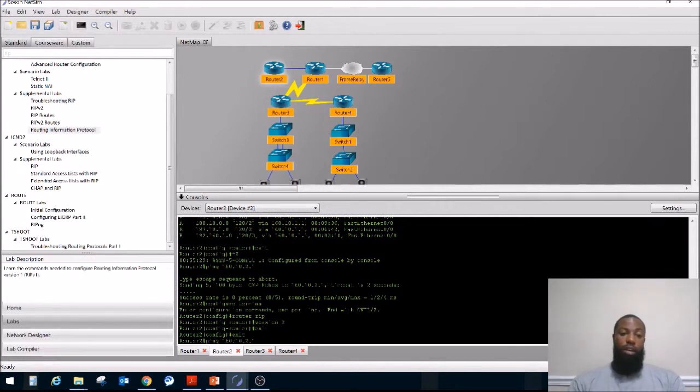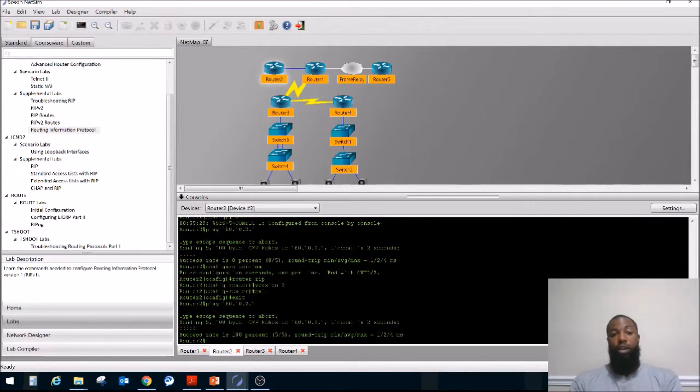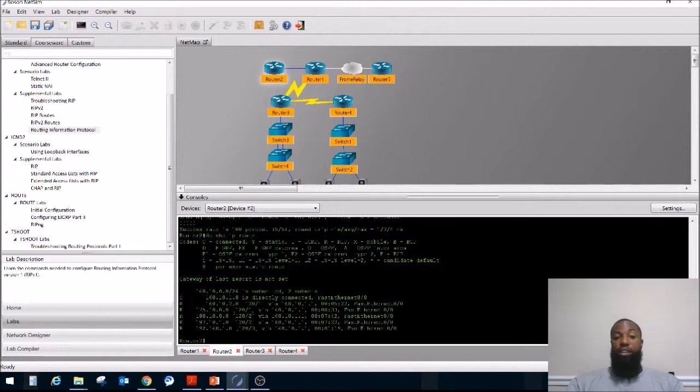Where's that one? Ping 160.10.2.1. And we got a reply that time. Why? Because we can actually see that network now. I could show y'all. Do show IP route. Now we can see the 160.10.2.0 network, when we couldn't see it before.